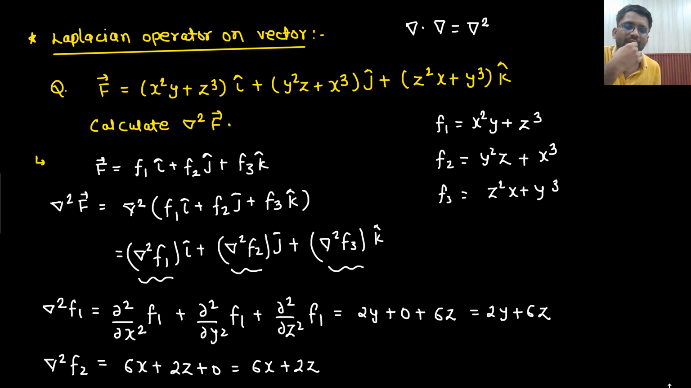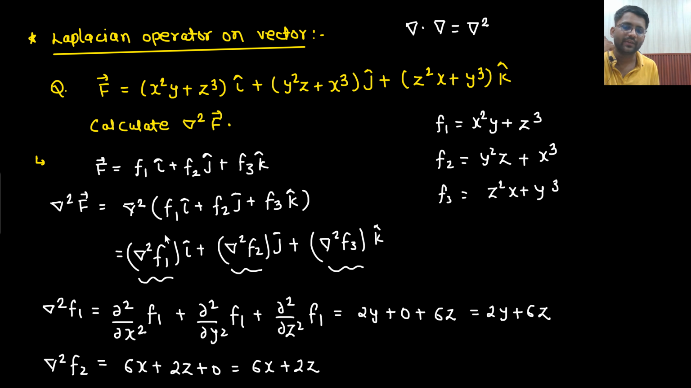So x will come outside, you will be getting 2x. So this is coming out to be 2x plus 6y. So eventually what answer you are getting? Del square vector f, del square f.